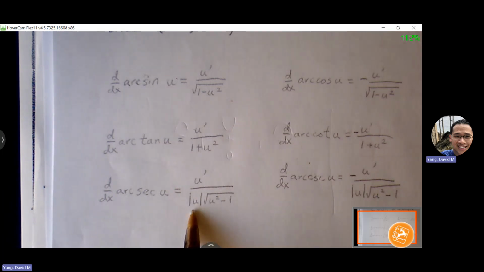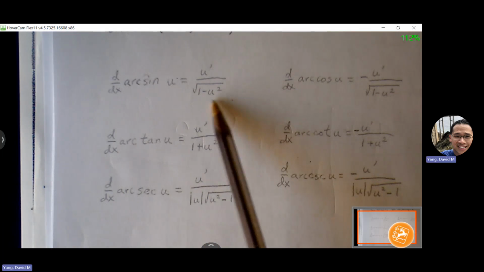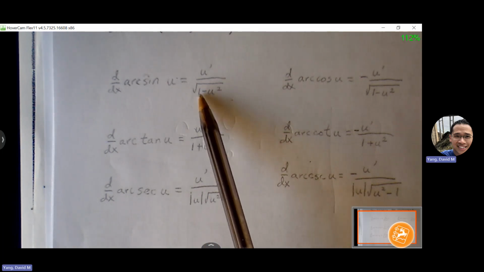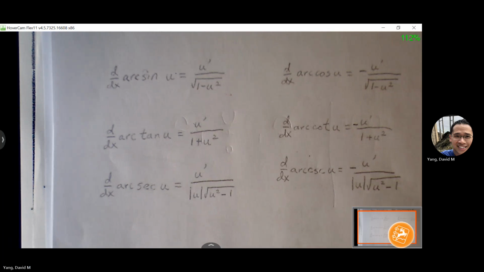It's got the absolute value of u, but the u's are next to each other, so that helps remind me that under the square root, it's u squared minus 1 and not 1 minus u squared. And if I can figure out that order, then I can just take that, adapt it to arcsine, but then just swap the order around, make it 1 minus u squared.